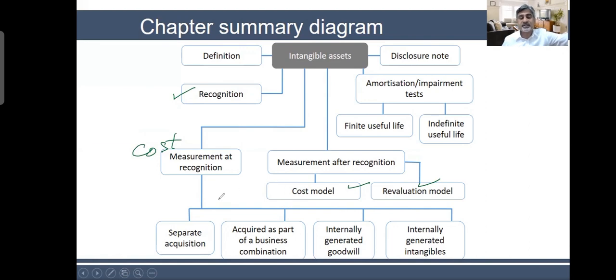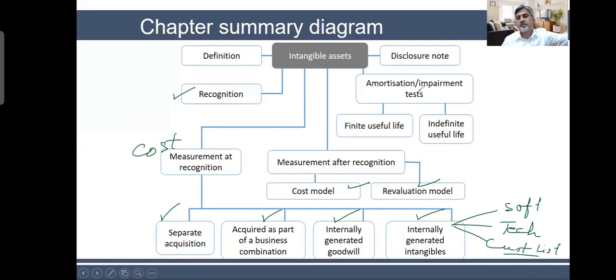What we need to understand is how this intangible asset was acquired. Was it separately acquired? Or was it acquired as part of a business combination? Is it an internally generated goodwill? Or is it an internally generated other intangible asset? Internally generated other asset could be a software, it could be some technology, or it could be even a customer list. This is something they give in exam many times, a customer list. So these we need to talk about.